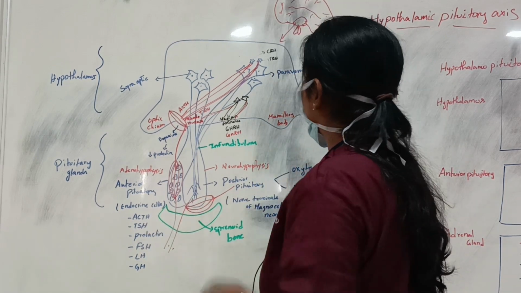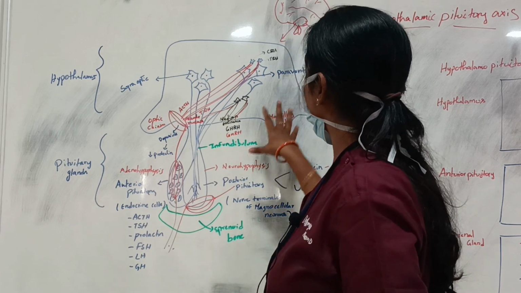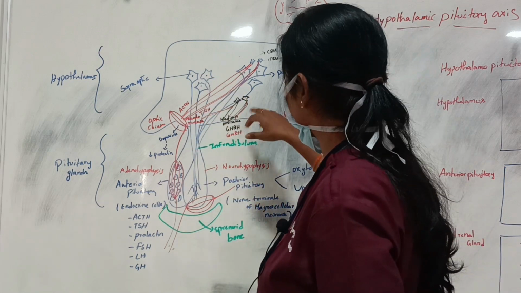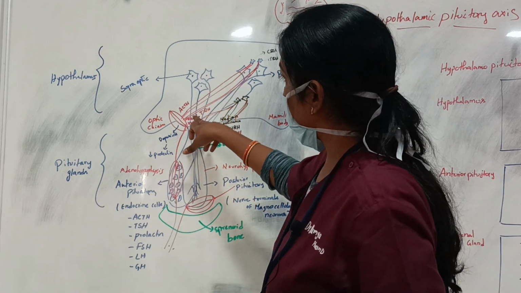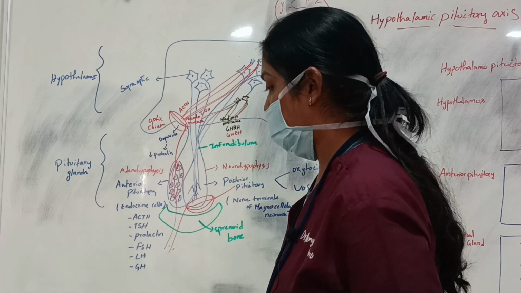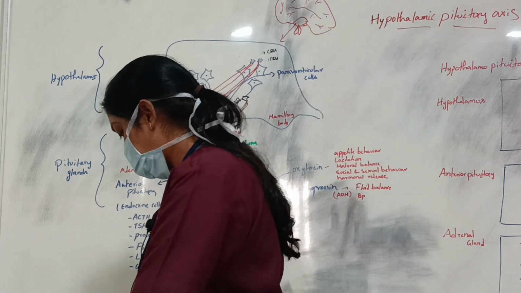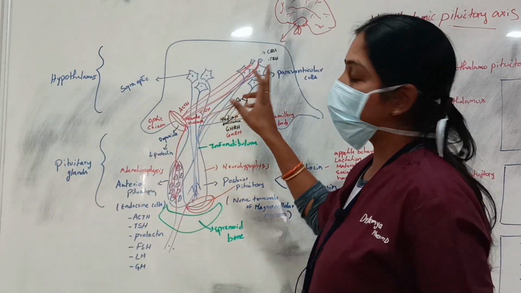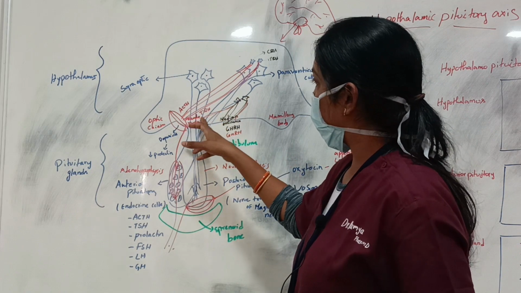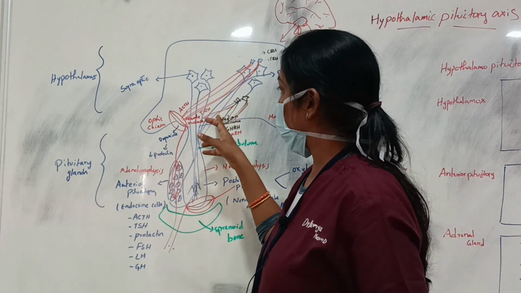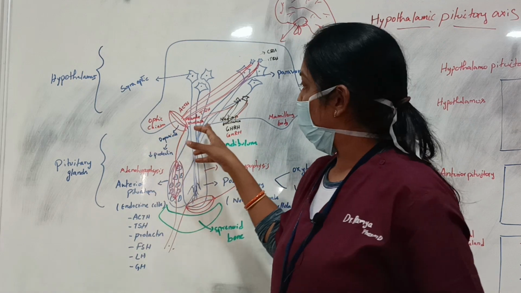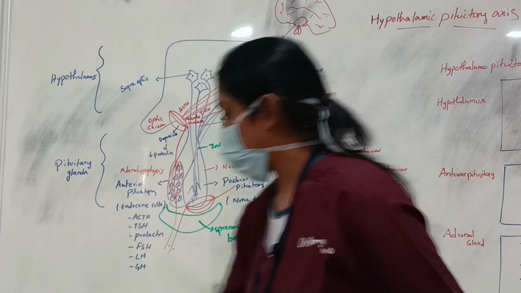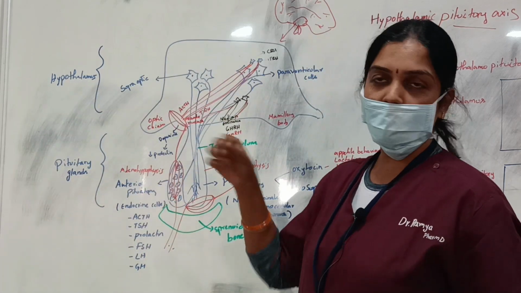Next, we'll come to another set of neurons. They are present in the arcuate nucleus. This arcuate nucleus is located here. This arcuate nucleus also contains two sets of neurons. One set of neurons will release dopamine. This dopamine has a negative feedback on prolactin. It inhibits prolactin, okay?